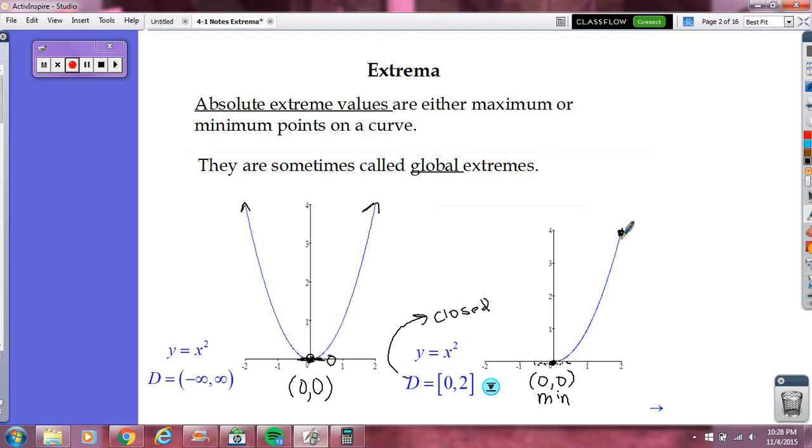Up here, I'll put a dot because this is a closed interval. The biggest that our function's ever going to be on this closed interval, where the maximum value is achieved, is up here at 4. So (2, 4) is our global or absolute max.